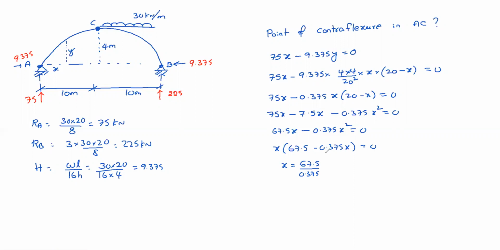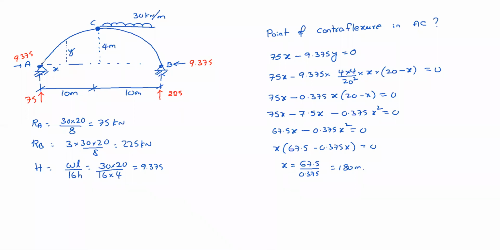Where did we go wrong? 75, 180, meaningless. X must be less than 10 meters. That means there is no point of contraflexure here. Yes, sir, there is no point of contraflexure. Then what is the meaning of this?